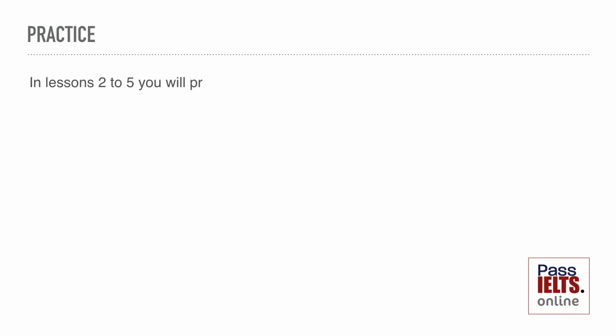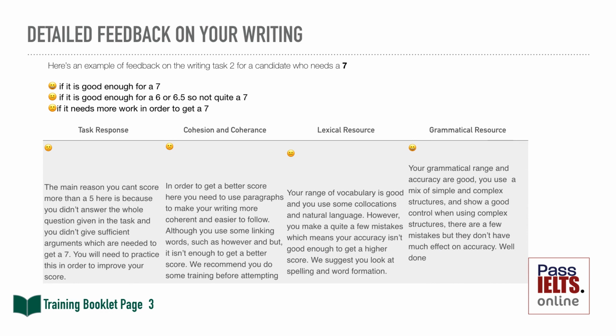In lessons 2 to 5, you will practice the writing tasks. We can give you detailed feedback on the writing you do so that you have a good idea of where you are and what band score you would get. You can see an example of it in your training booklet, page 3, and on this slide. You will also get your writing back with the mistakes highlighted and corrections added.